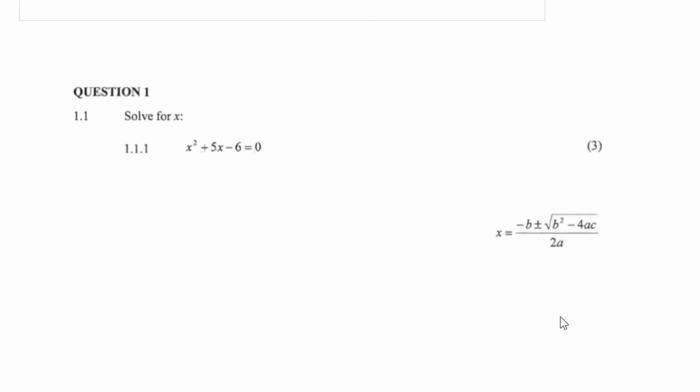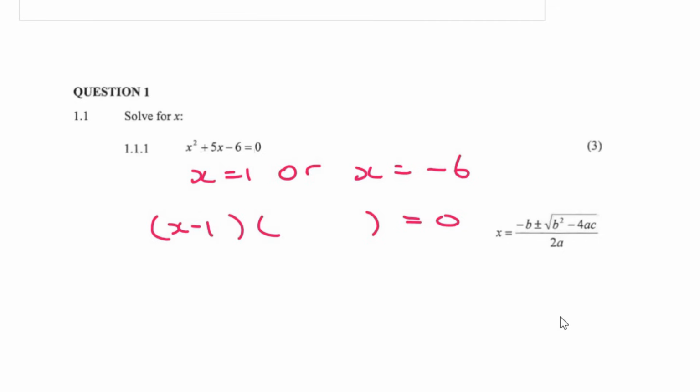And so if you did use the formula, you would get x is equal to 1 or x is equal to negative 6. If you did the factorizing method instead, which some students still do, it would be (x minus 1)(x plus 6). And then you would end up with x is equal to positive 1, or x is equal to negative 6.